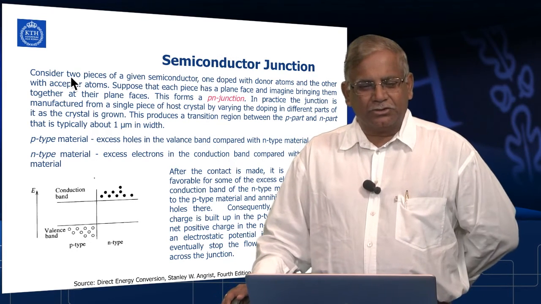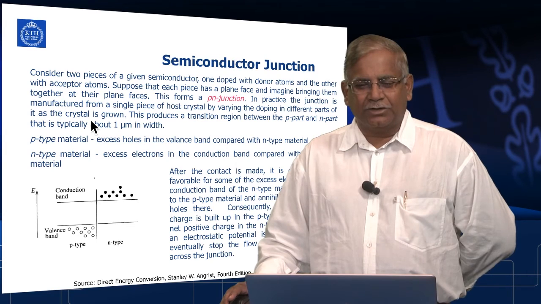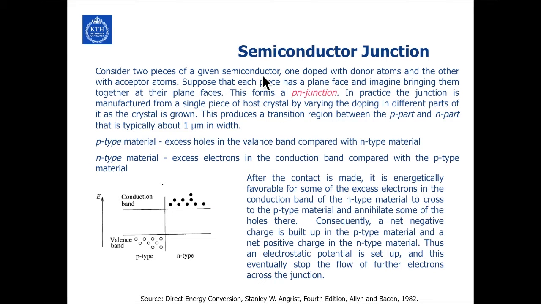So we essentially take two pieces of semiconductor material, one doped with donor atoms, another doped with acceptor atoms, and now we bring these two together at their plane faces, and that forms what is called a p-n junction. Like I mentioned before, in practice we do not actually have two materials. They are both manufactured from a single piece of crystal by varying the doping in different parts of the crystal while it is being grown.